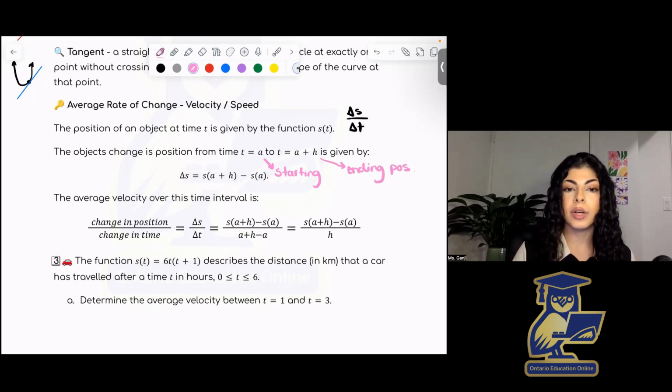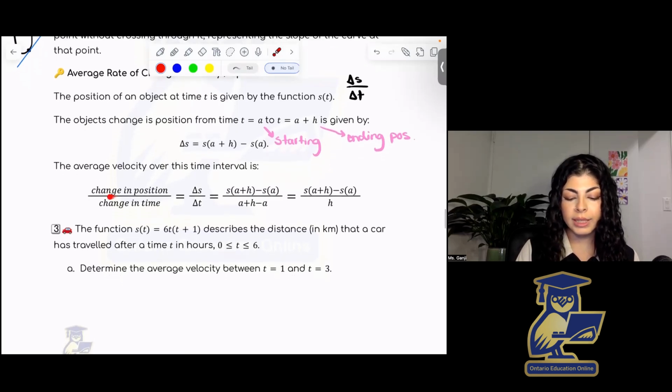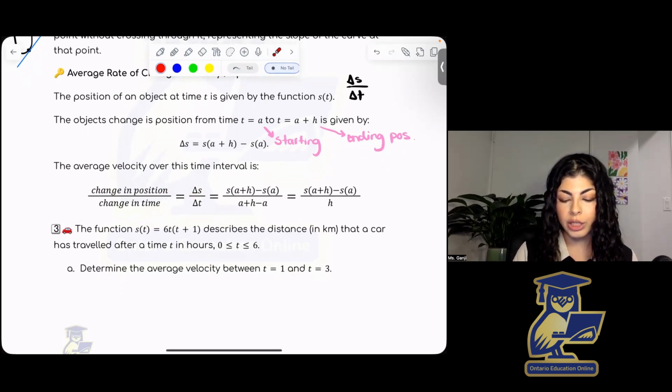And that's if we're considering the change from one point to another point, or from one time to another time. And we can write that the average velocity over this time interval is given as the change in the position over change in time, or the change of s over change of t.